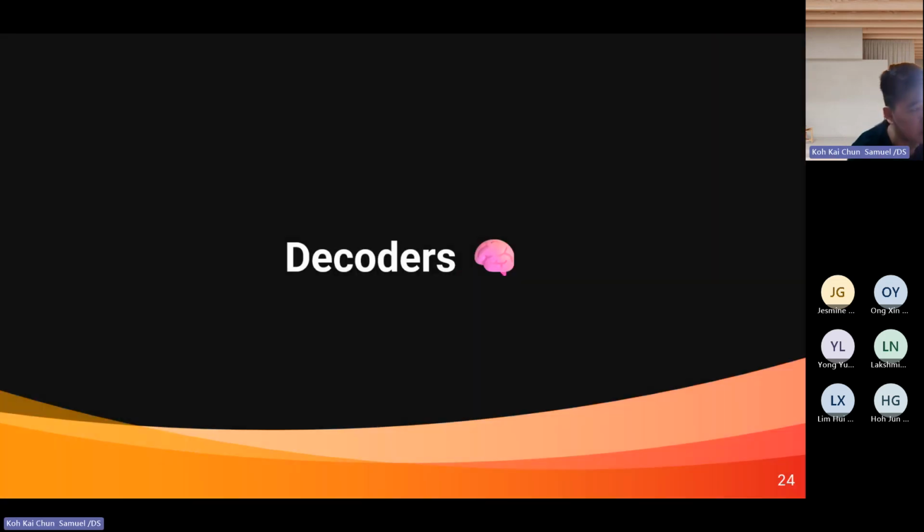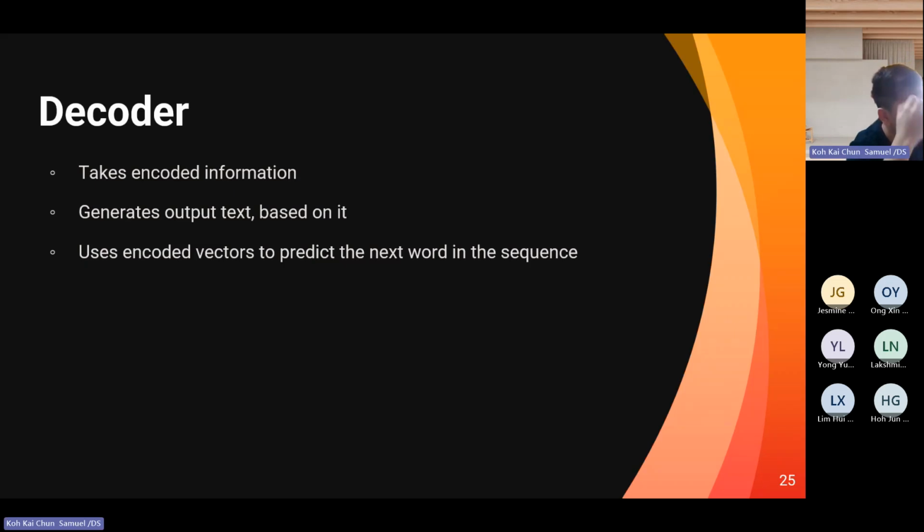And then you go to the decoders. For the decoders, I like to give an example. It's like you are trying to interpret ideas into actually insightful insights, like useful answers. So I'm giving this creative writer very meaningful ideas, and then it's generating things based on what I told the creative writer. It's generating things right now. So it's like a decoder. It takes the encoded information, generates output text based on that information, and it uses encoded vectors to predict the next word in a sequence.